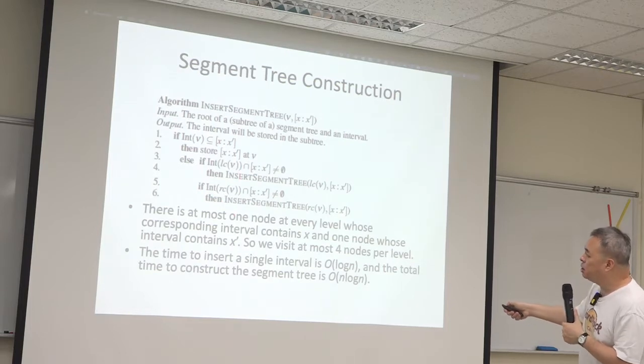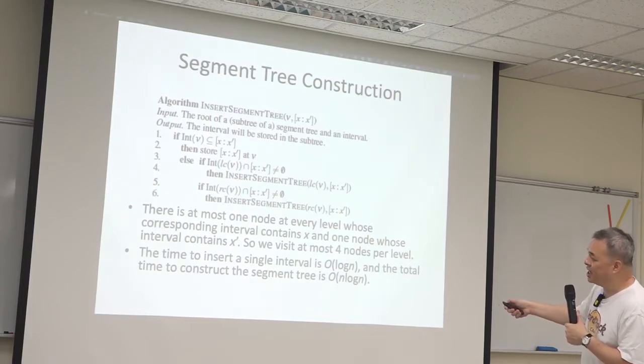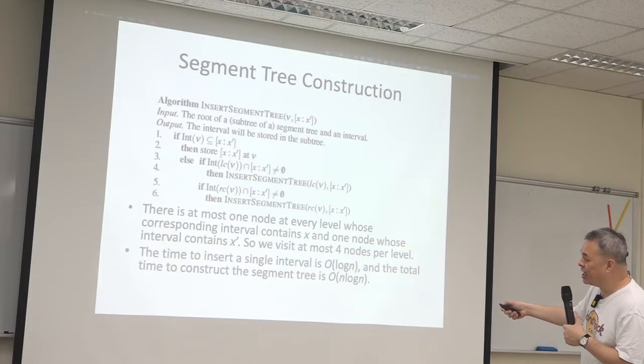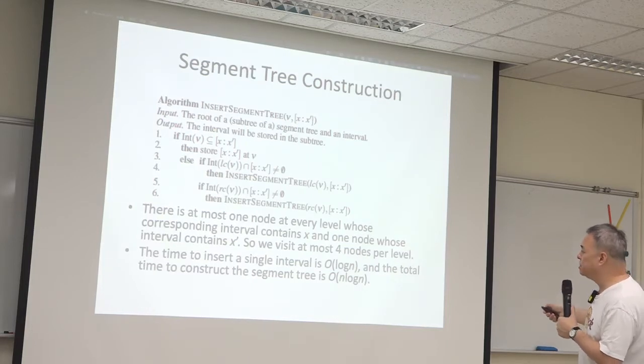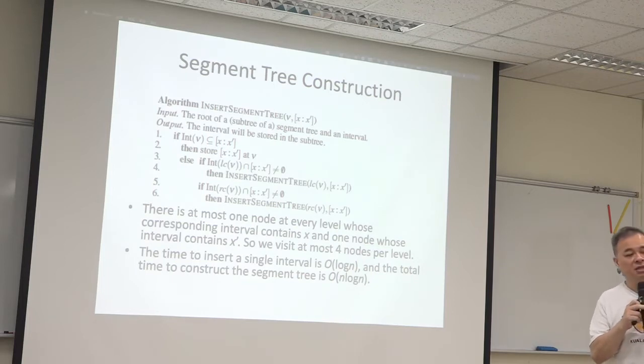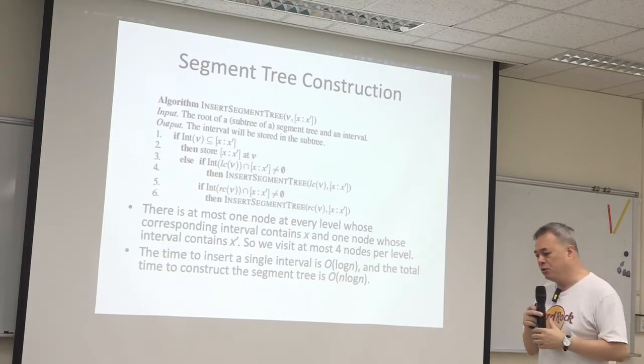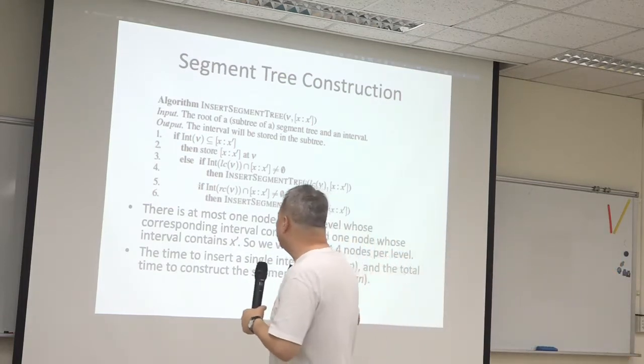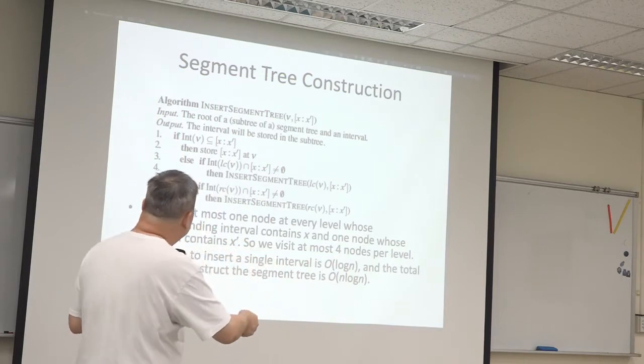So we first check if we can put this interval at the node V, and if we can do that, then we don't need to do any of this. Because if the interval is stored at the parent, you don't need to store that at its children nodes anyway, right? So this is how we do it.